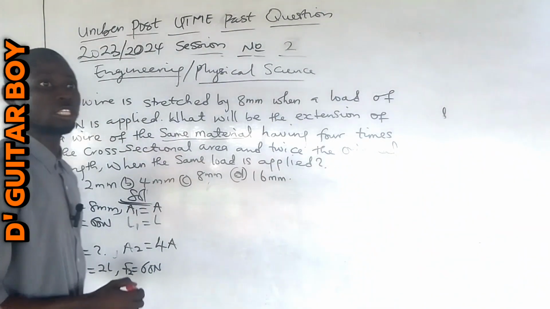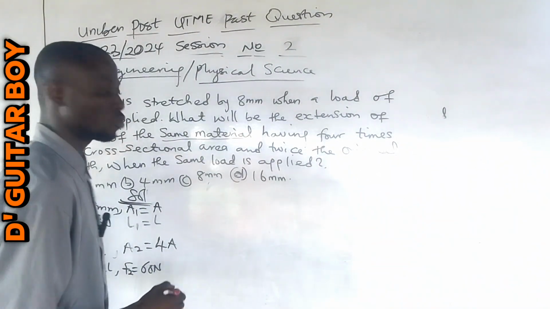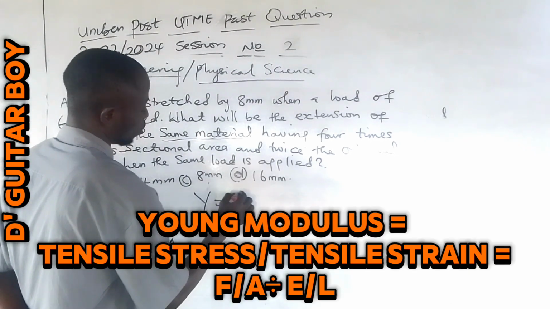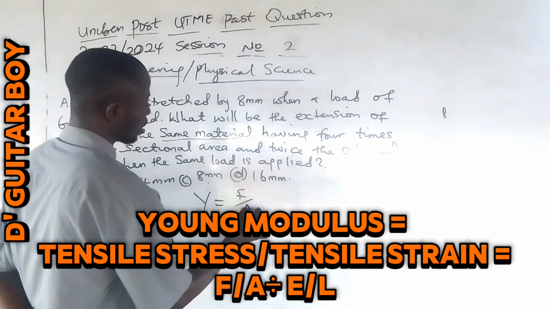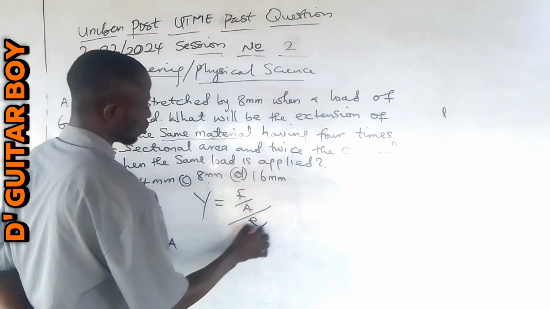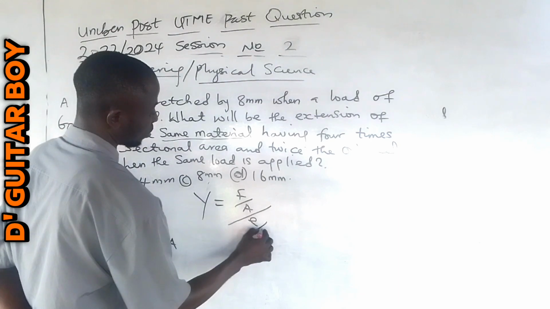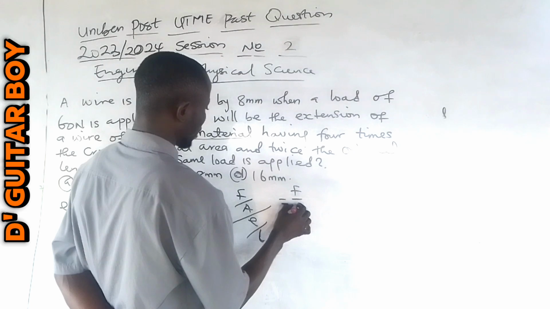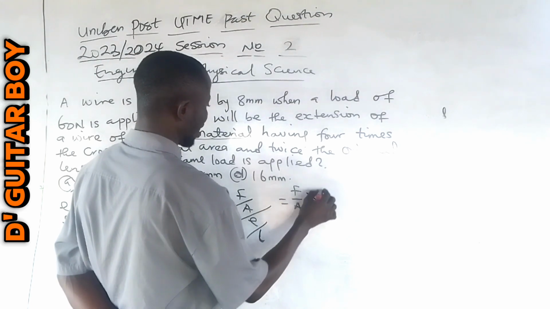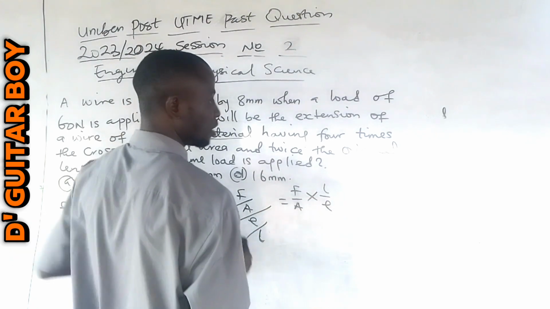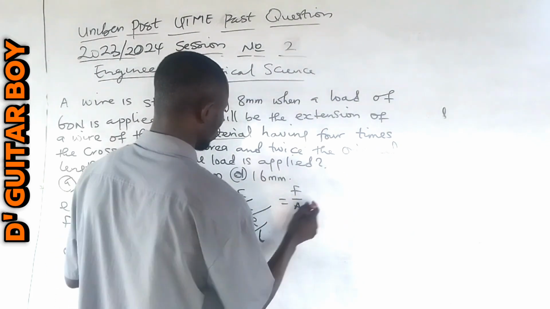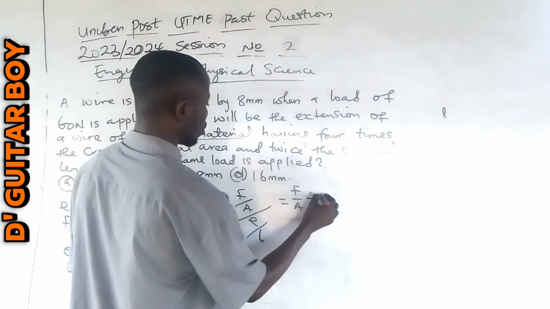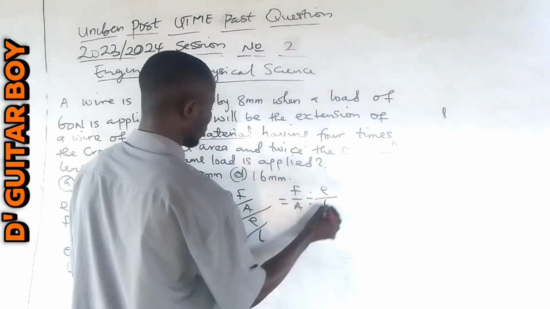Now we can apply the formula for Young modulus, which is represented as follows: force over area divided by extension over original length. This is the formula for Young modulus, which will give us F over A times L over E. Or let me further simplify it, for those of you who do not understand. Look at it: F over A divided by E over L.